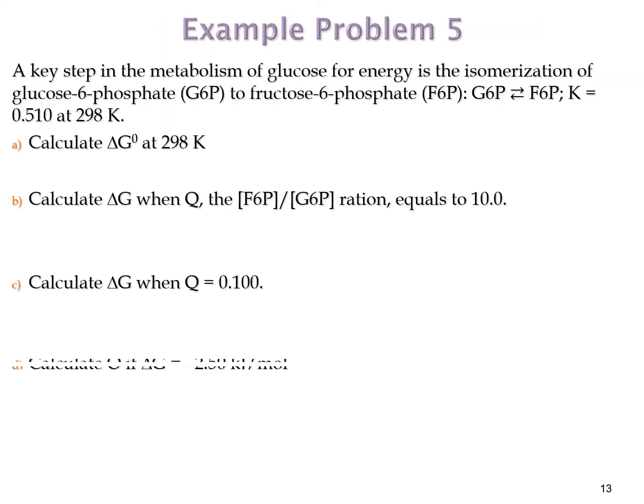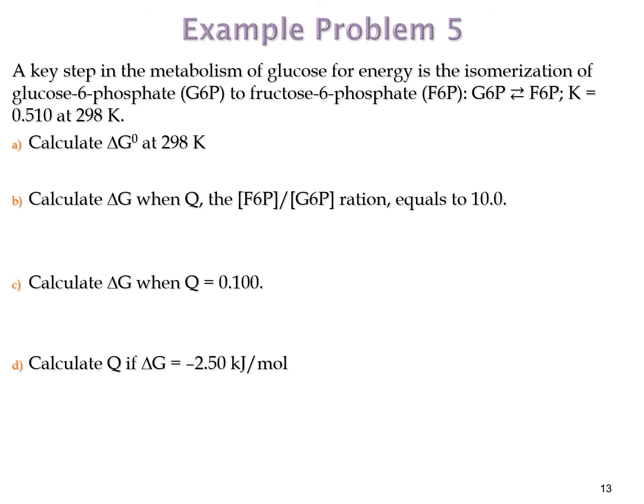All right, the last example of the chapter. Here I just try to interest you with something in biology. The key step of the metabolism of glucose for energy is the isomerization of glucose 6-phosphate to fructose 6-phosphate. So G6P to F6P. And these two become an equilibrium. And the K for such an equilibrium is 0.510 at 298 Kelvin. So we know the K.